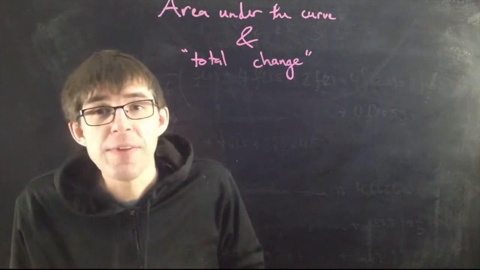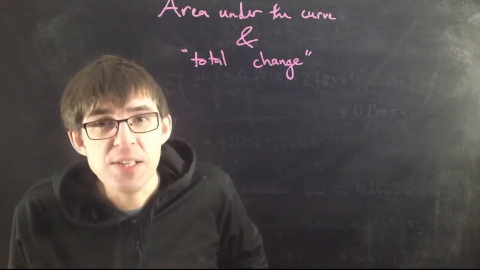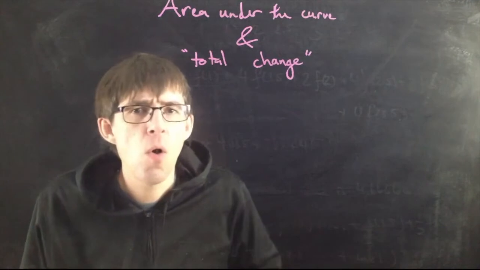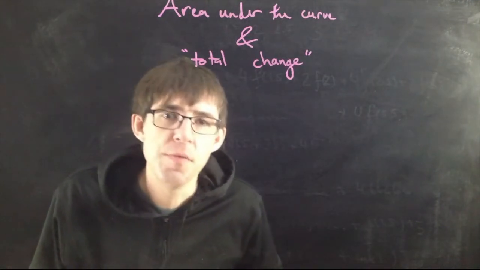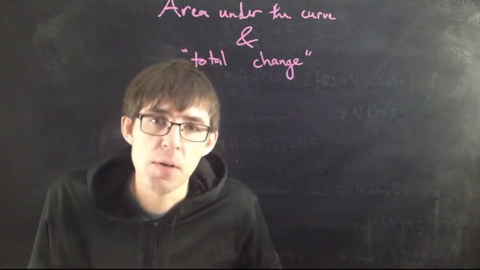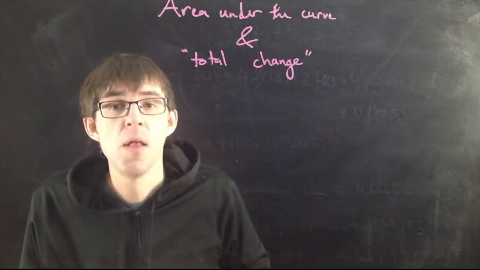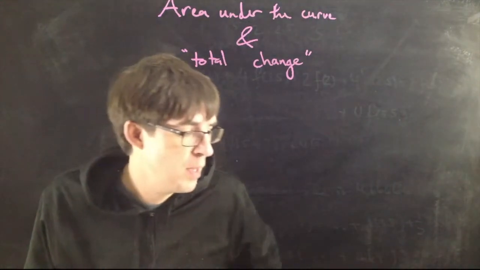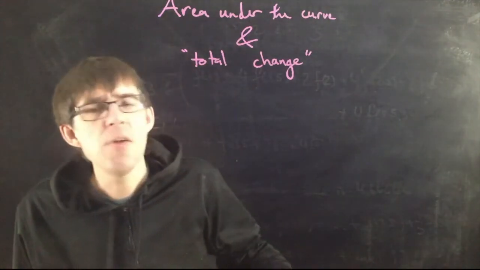Areas under the curve and total change is what we're going to talk about. All along, when we talked about the derivative, we always were thinking of it in the real world. The derivative represents the rate of change of something. What about the area under the curve?